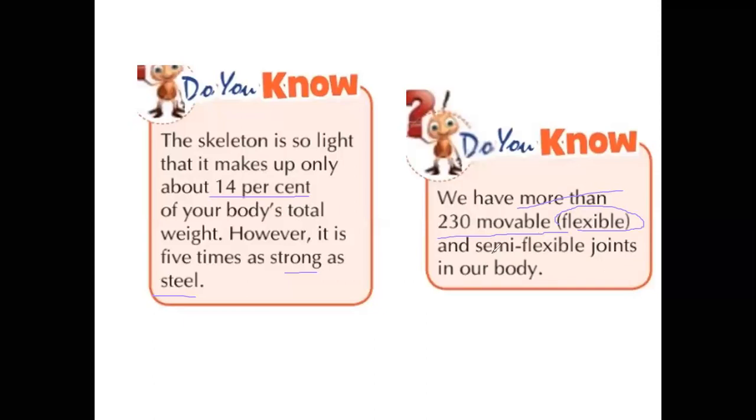Our ribs: when you inhale, taking air into the lungs, our chest cavity increases. In such a condition, our ribs move a little amount. That is a semi-flexible joint. Understand? So in total there are 230 mobile and semi-flexible joints in our body. The remaining are all immobile, and those are present in our skull portion.